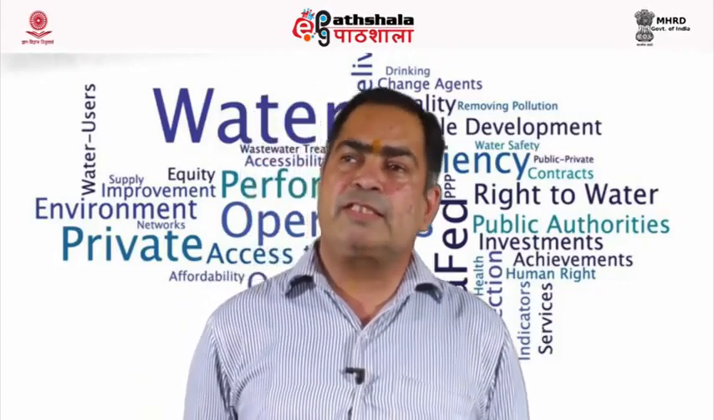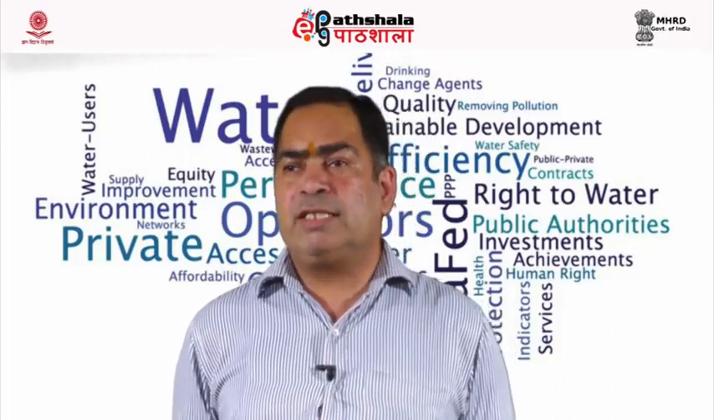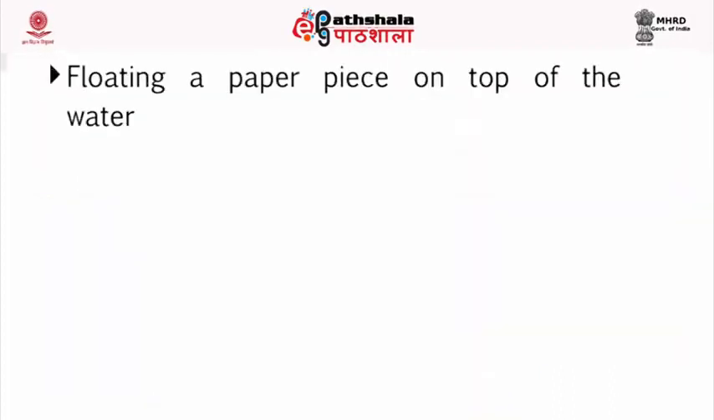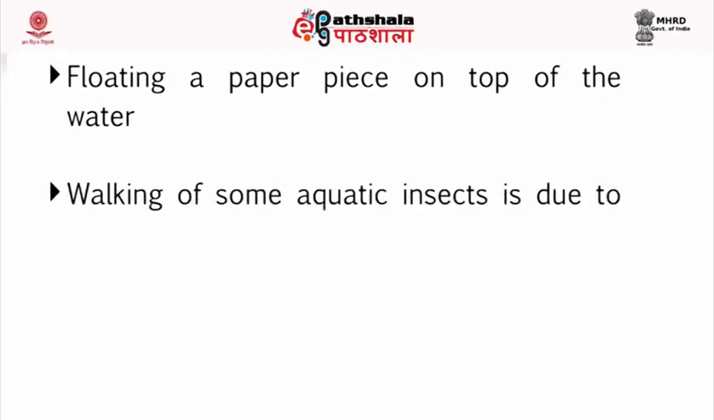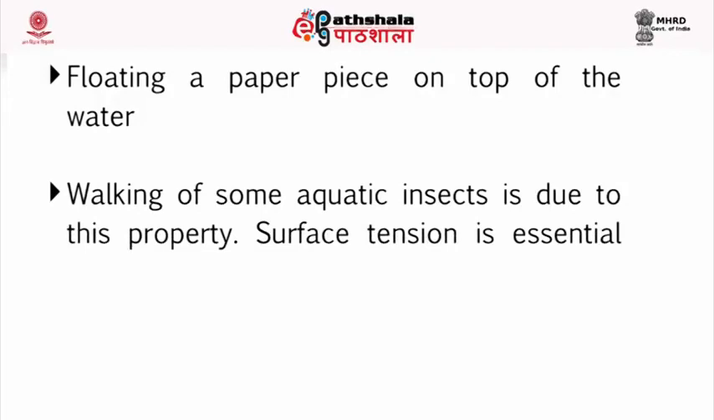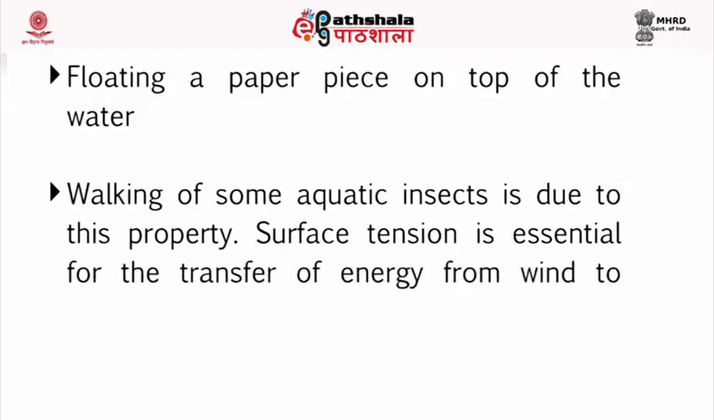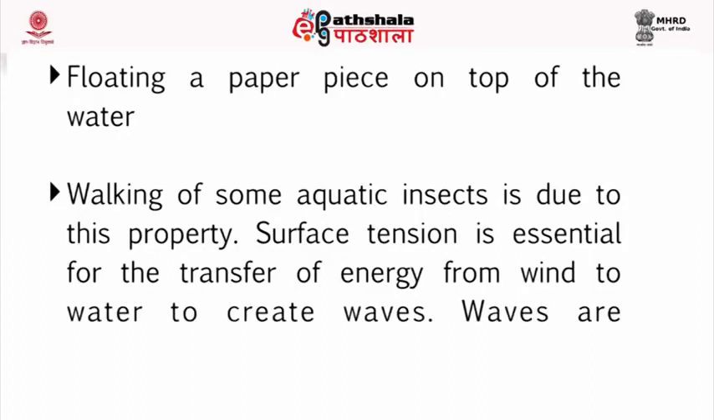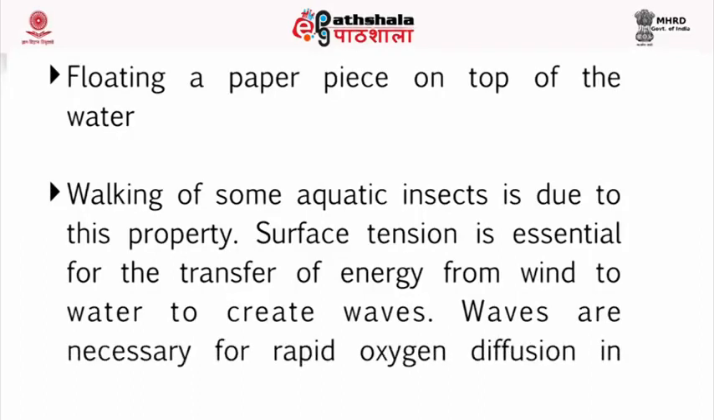Water surface tension can hold weight that would normally sink. Floating a paper piece on the top of the water is also due to the property of surface tension. Walking of some aquatic insects is due to this property. Surface tension is essential for the transfer of energy from wind to water to create waves. Waves are necessary for rapid oxygen diffusion in lakes and seas.